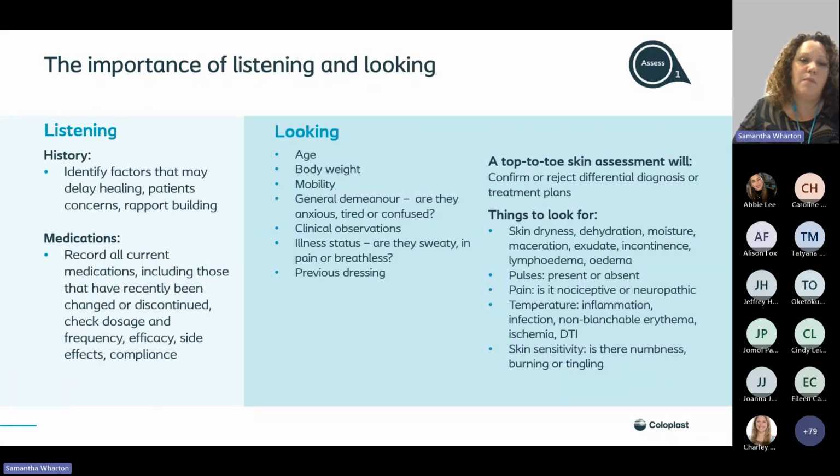You look at their age, their body weight, their mobility, and their general demeanour. Are they anxious? Are they tired? Are they confused? And when you're thinking about wound infection, are they looking sweaty? Do they look unwell? Do we need to do some observations? Are they getting a systemic infection going on? Are they becoming quite unwell? And always looking at that previous dressing.